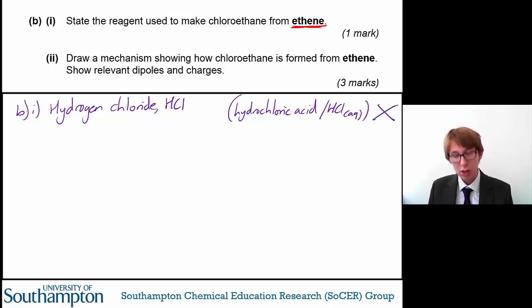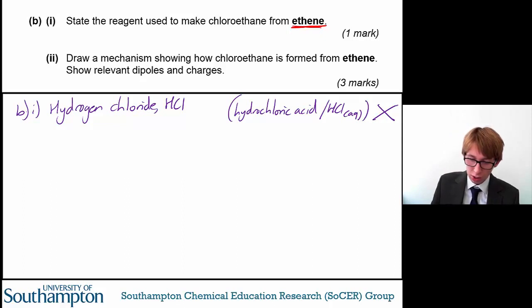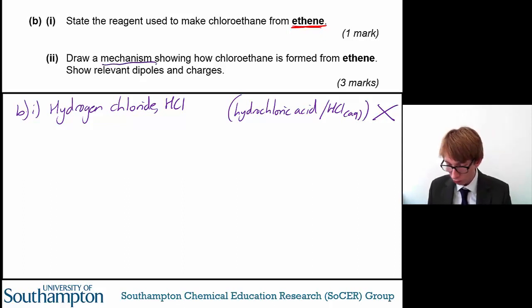So that is technically not the correct answer, because this is a reaction that occurs in the gas phase, and as such you do not have any hydrochloric acid or aqueous reactants in the mixture. Okay, so now the best part of it all, the mechanism. So you're asked to draw a mechanism showing how chloroethane is formed from ethene, and you need to show all of your relevant dipoles and charges in this reaction.